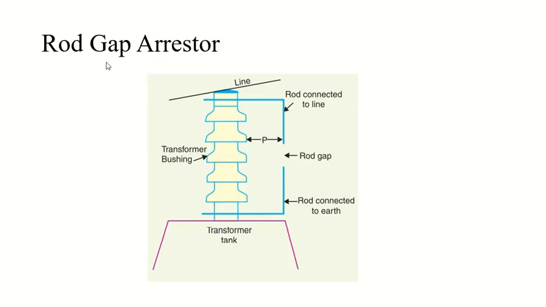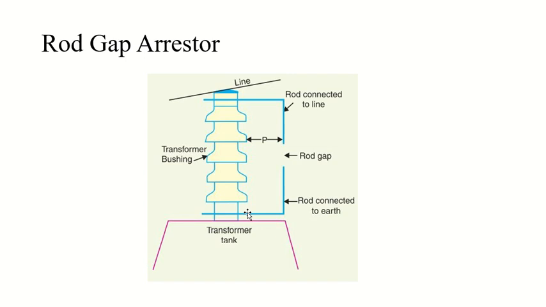Now let's discuss each of them in detail. So the first one is the rod gap arrestor. It is a very simple type of diverter, and it consists of 1.5 centimeter rod. As you can see here, this is the rod. It is bent at right angles with a gap in between. That gap is called rod gap. So one rod is connected to the line circuit and the other one is connected to the earth.